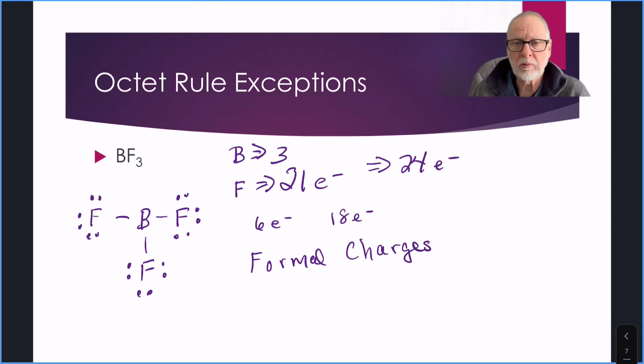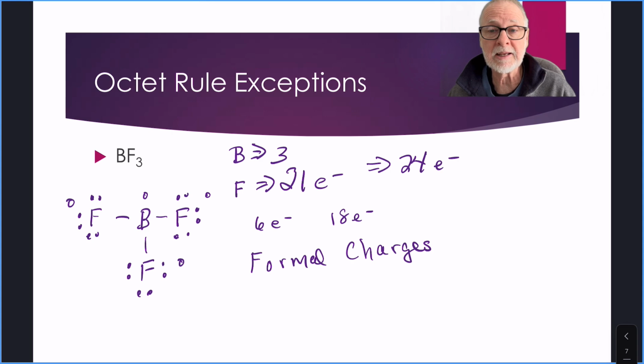And again, you might want to review how to generate formal charges for these, but we're going to note that each of the atoms in this molecule has a formal charge of 0. So that's actually what we're shooting for. Generally speaking, if the formal charges are 0, that is the most stable configuration of electrons in the molecule. And so there's boron trifluoride, an exception to the octet rule.